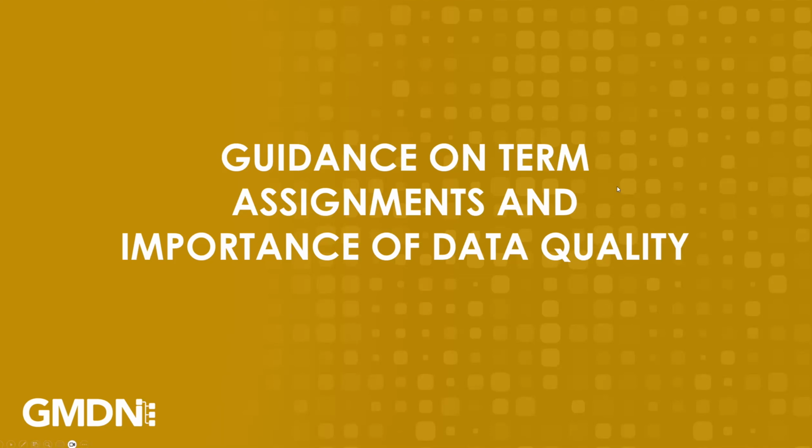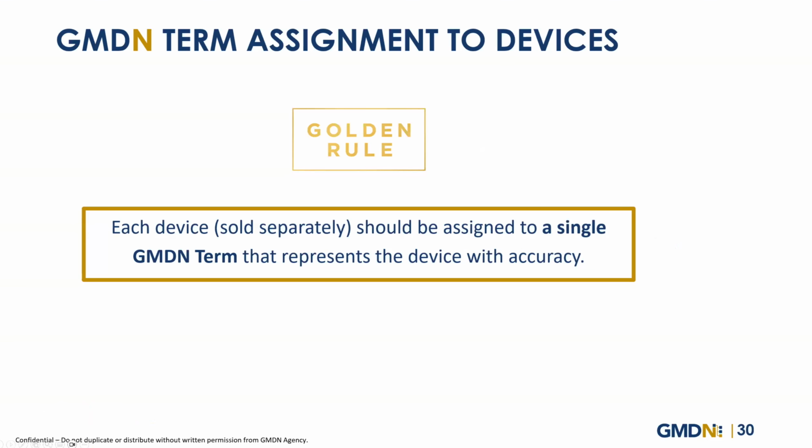So to begin with, I will mention the golden rule that we have with GMDN, that says each device, when it is sold separately, and with sold separately, I mean when it is applied under its own product code, which could be a barcode or a UDI/DI number or a stock keeping unit, for example. So each device that is supplied separately should be assigned to only one GMDN term that accurately represents that device. And even though this rule seems obvious, it's not always easy to follow.